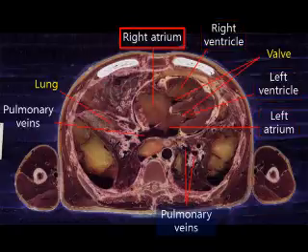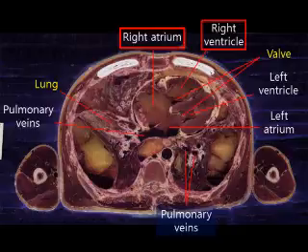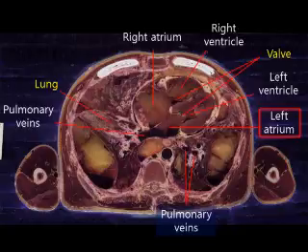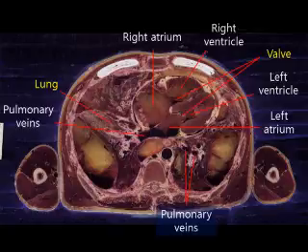The right atrium and ventricle are located to the right and anterior to the left atrium and ventricle. Due to these complicated locations, medical students have a hard time studying.